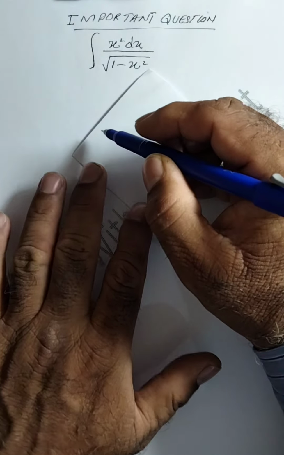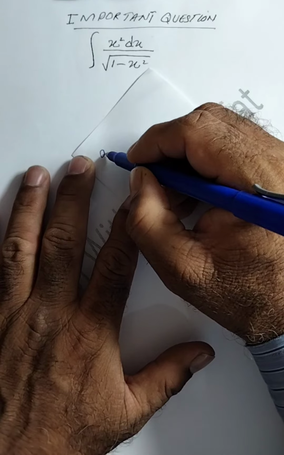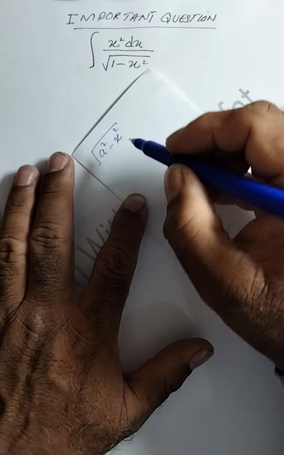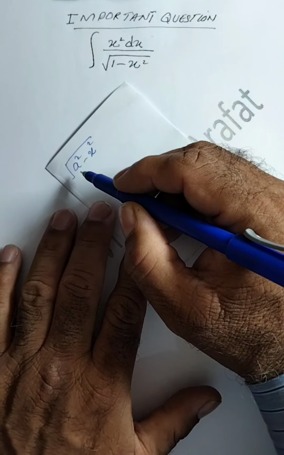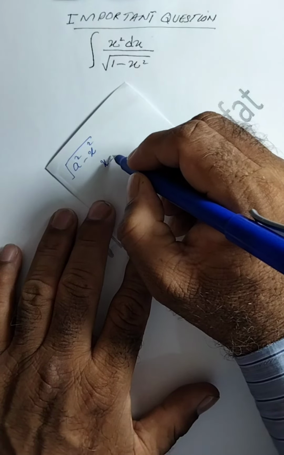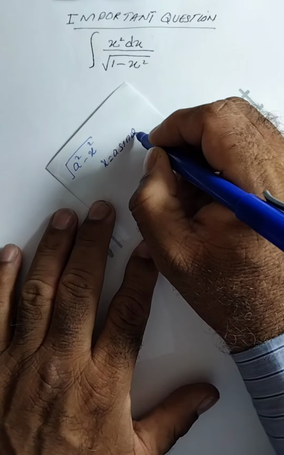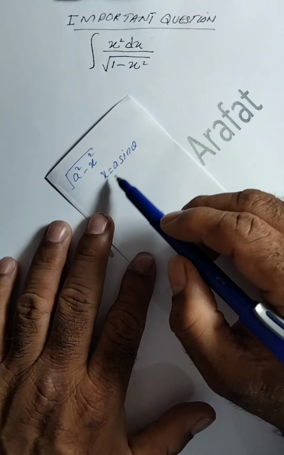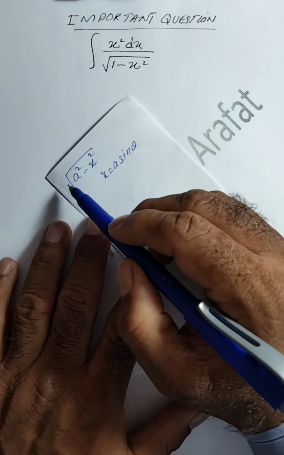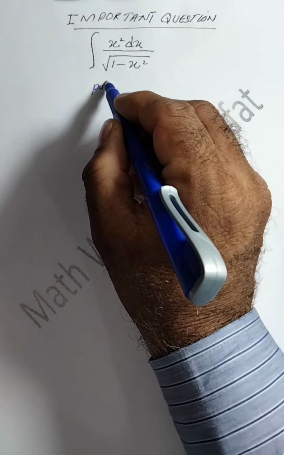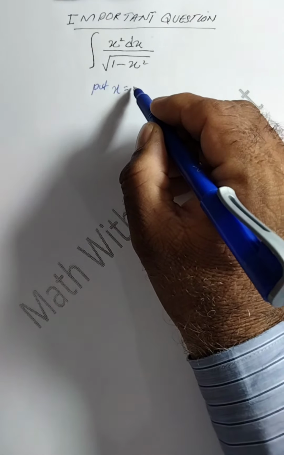Here we have three different situations to apply the trigonometric substitution method. If we have the radical of a square minus x square, then we have to put x equals a sine theta or a cos theta. So here a square means 1, so we have to put x equals 1 sine theta.